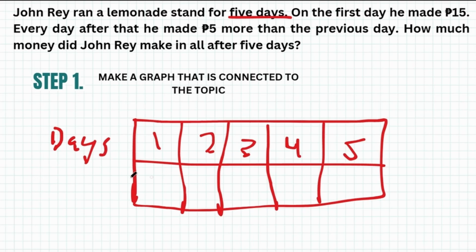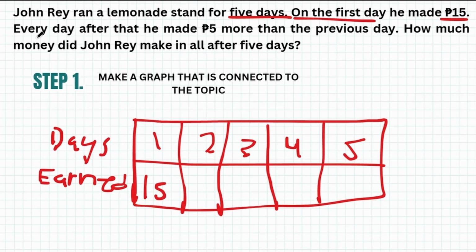Days. So, dito sa baba is earned, kung ilan yung kinikita niya. Ayun, ang ganda din ng sulat. So, nakasulat dito, on the first day, he made 15 pesos. So, ito yung first day. Okay, yan na yun. So, first day, 15 pesos.